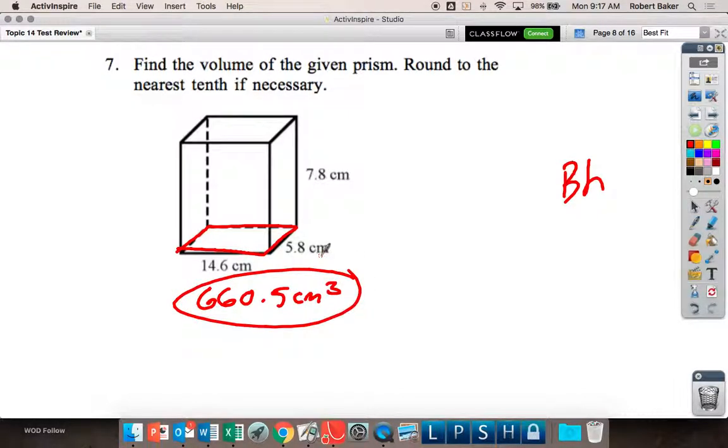Cubed, cubic centimeters. Cubic centimeters.